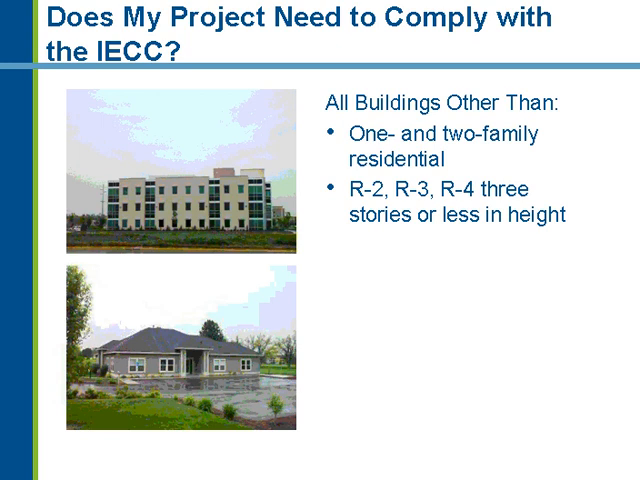From a commercial building standpoint, the code is fairly straightforward, and it's very simple on how to define a commercial building. It's essentially anything that's not 1 and 2 family residential, or R2, R3, or R4, 3 stories or less in height. Now, the 2006 IECC does not specifically reference 1 and 2 family residential, but it is implied in the code. It's just not explicitly referenced in the definition for residential.